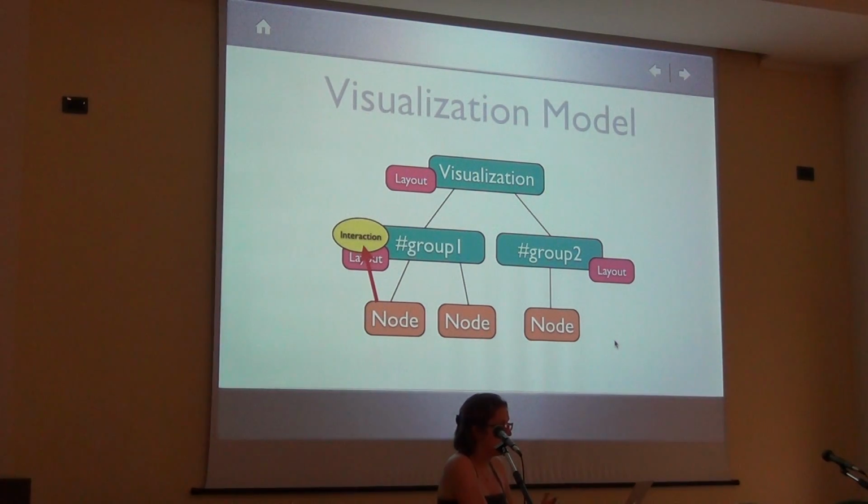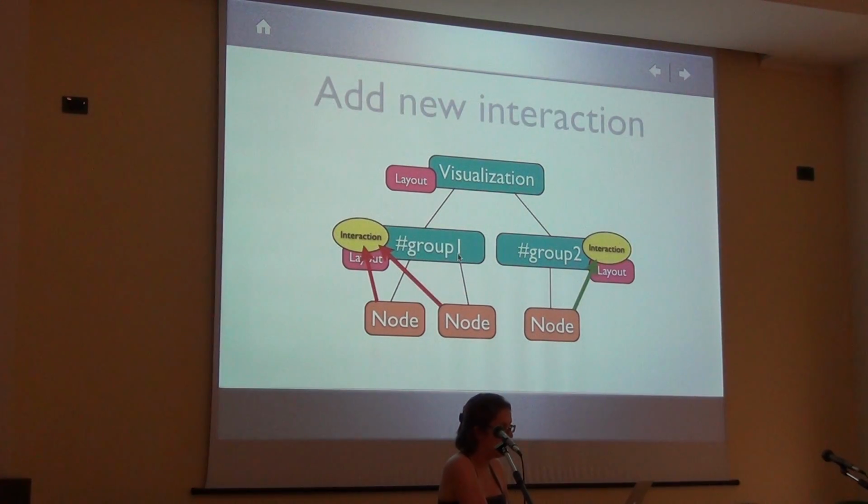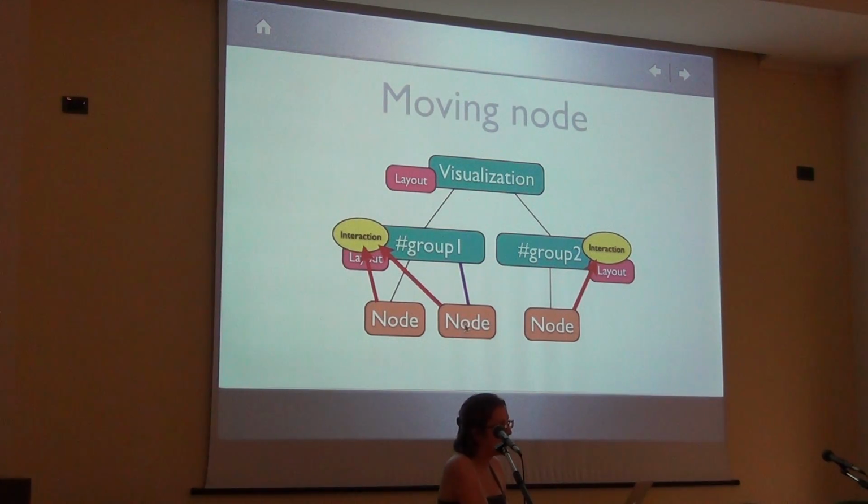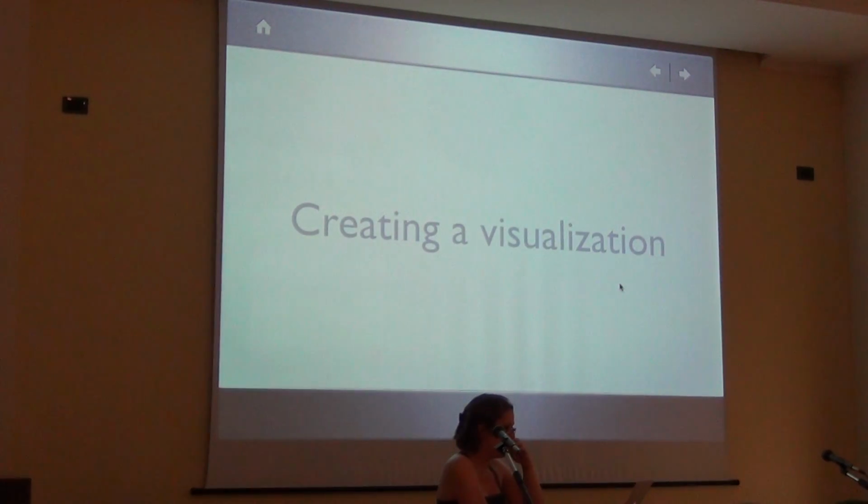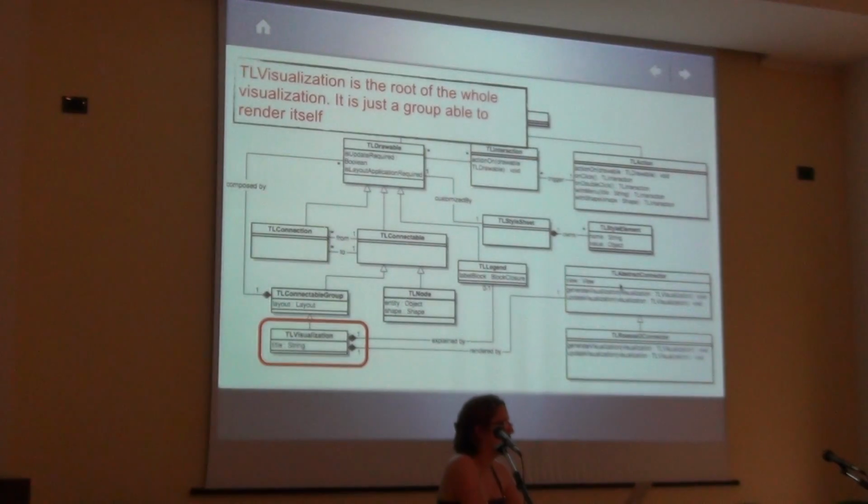So it means that here each node has the same interaction as the whole group 1, and exactly the same for group 2. And when we move one node to another group, it takes the other interaction, just because it belongs to the other group. That's it. So if you want to create a visualization, what do you have to do?